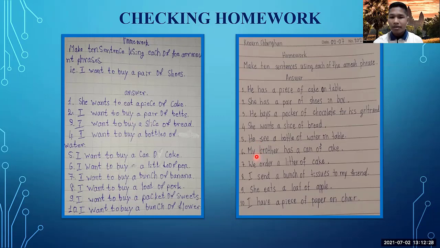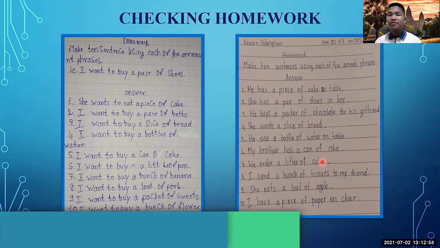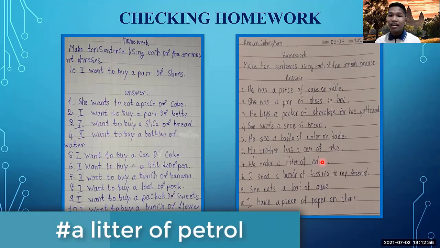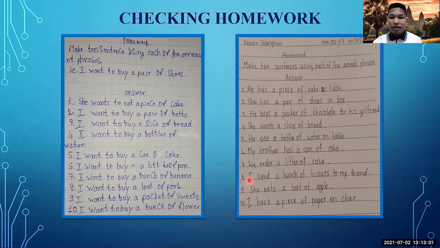Number 6: my brother has a can of Coke. Good. Number 7: we order a liter of cake. Oh, this you have to consider as well. A liter of petrol. Yeah. All right, number 8: I sent a bunch of t-shirts to my friend.